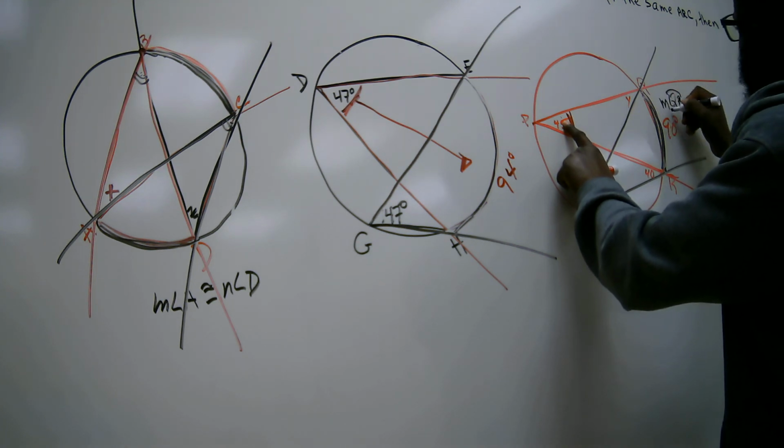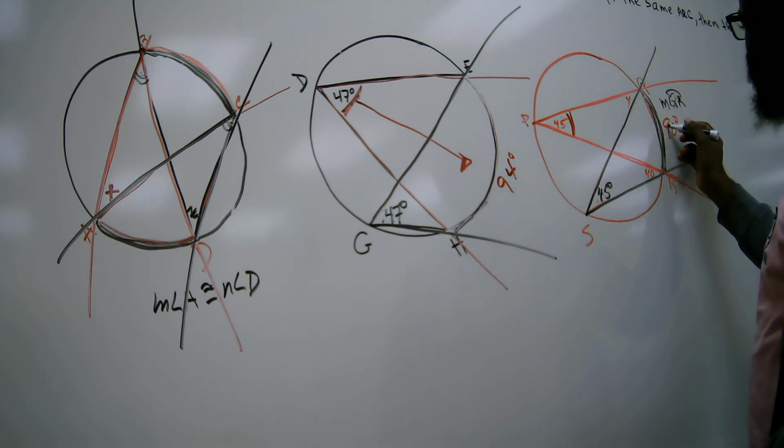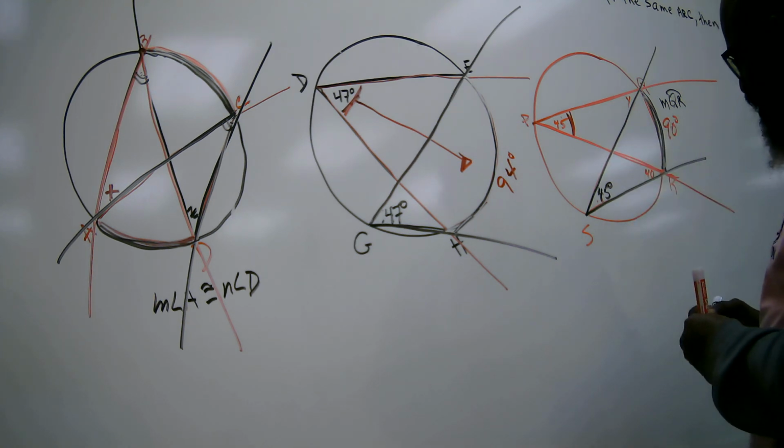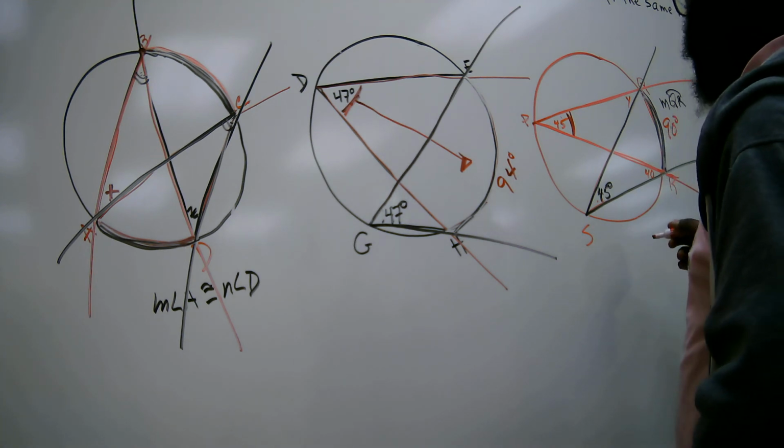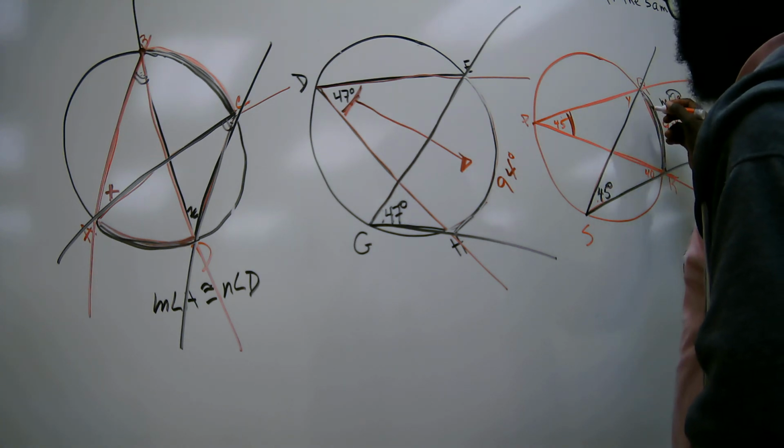They have the same intercepted arc. Whatever the measure of QR is, you take half of that. So let's explore how we will see about that.